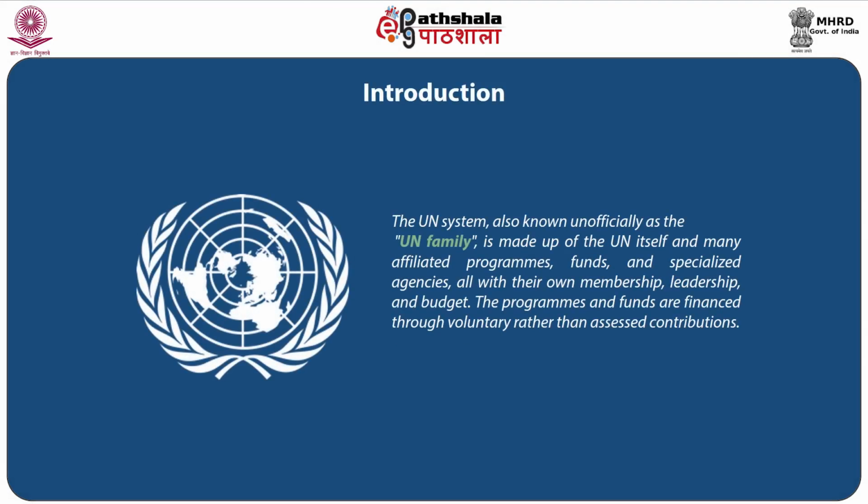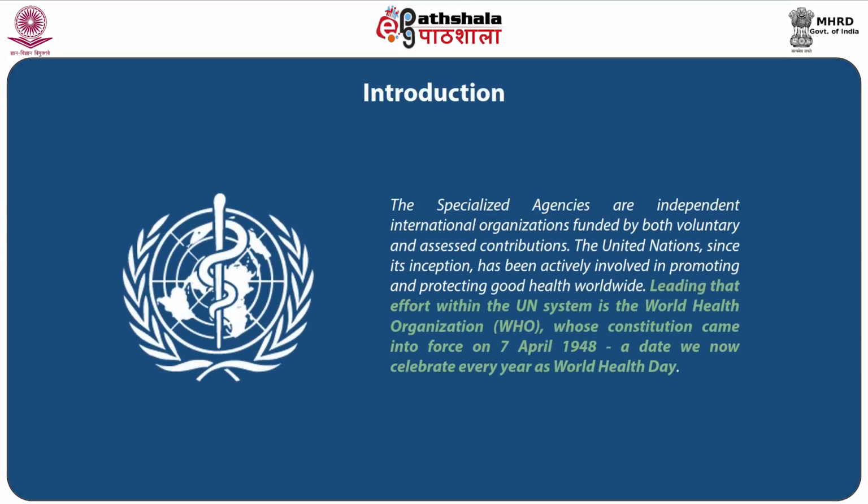The United Nations system, also known unofficially as the UN family, is made up of the United Nations itself and many affiliated programs, funds and specialized agencies, all with their own membership, leadership and budget. The programs and funds are financed through voluntary rather than assessed contributions. The specialized agencies are independent international organizations funded by both voluntary and assessed contributions.